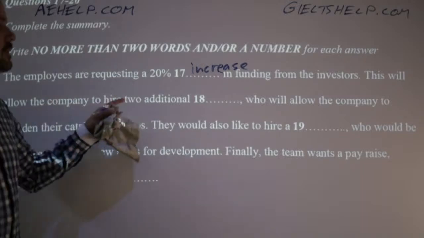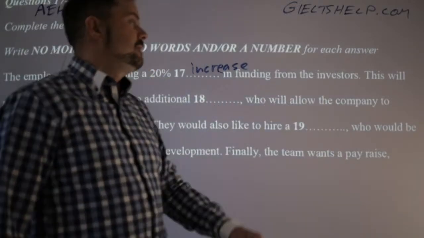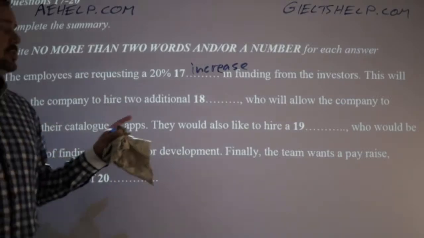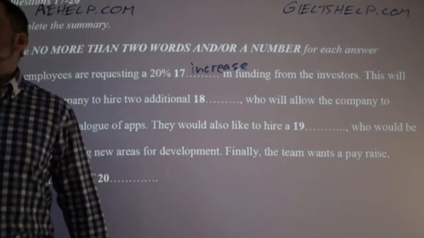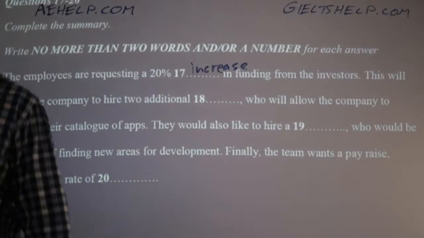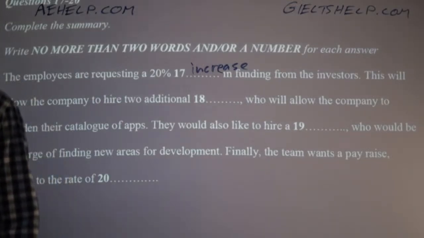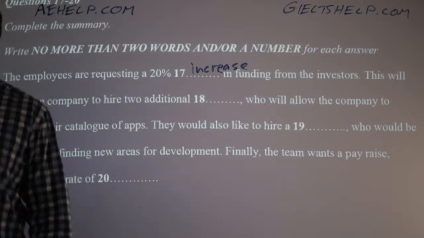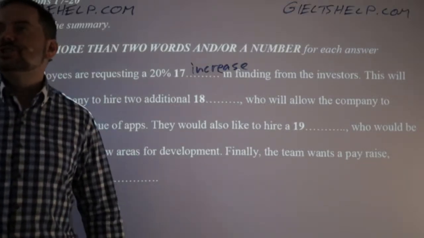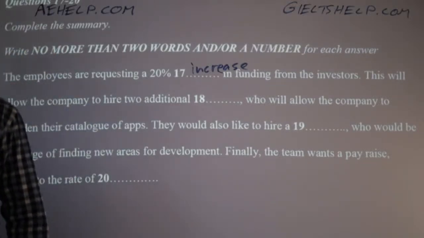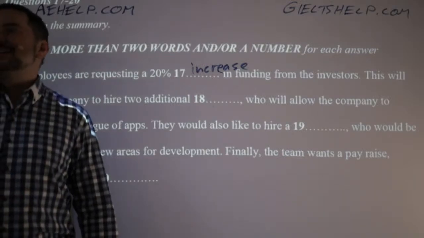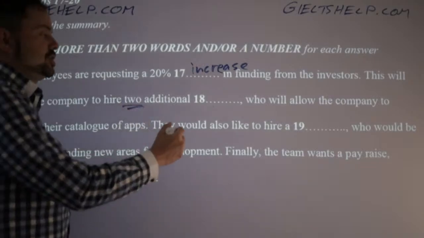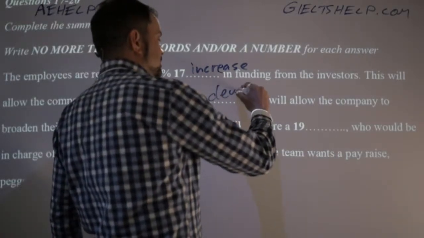So the employees are requesting a 20% increase in funding from the investors. This will allow the company to hire 2 additional what? What will it help them hire? 2 additional. Arda says developers. Naveen says developer. Has to be plural here, students, because it's 2. 2 additional developers.